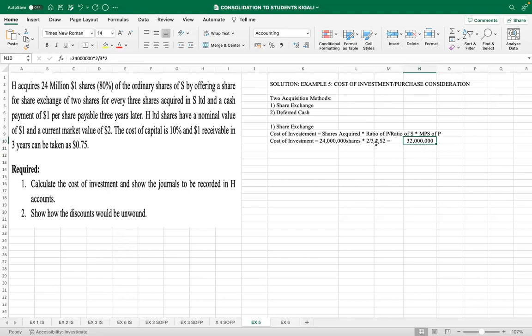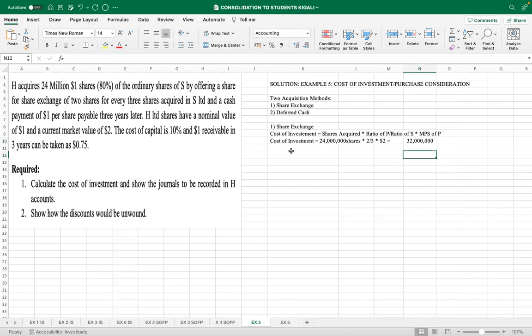The ratio 2/3 is the ratio of the parent. They were giving out 2 shares for every 3. So the parent's share becomes the numerator, the subsidiary's becomes the denominator. So cost of investment will be the number of shares times the ratio of the parent, which is 2, divided by the ratio of the subsidiary, which is 3, times MPS of the parent. So it gives us a total of 32 million.